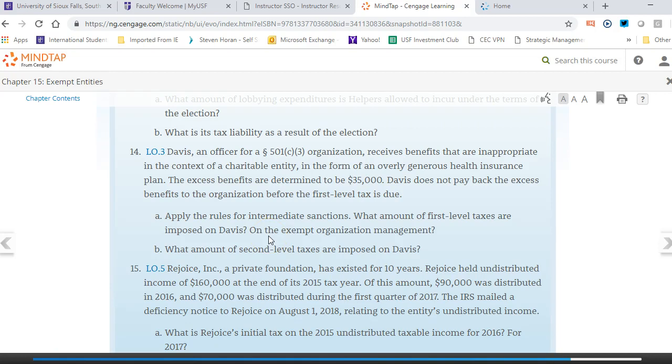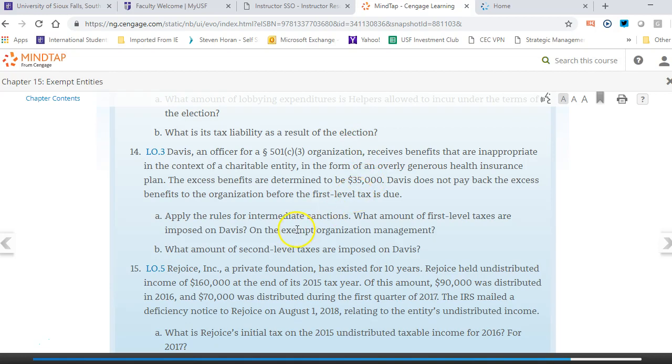So this is the first level. They call it the first level tax. The first level tax is 25% times the excess benefit. So Davis will pay a tax of 25% of the $35,000, or $8,750. The organization will then pay a 10% tax on the $35,000, so they'll pay $3,500. Okay, so first level is Davis pays $8,750, the organization pays $3,500.